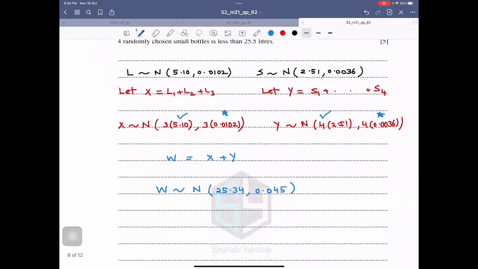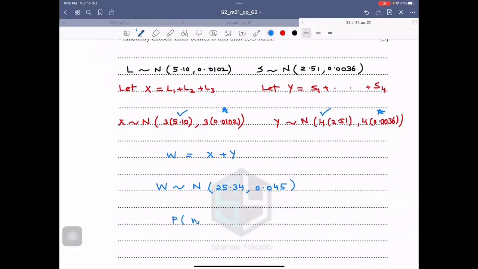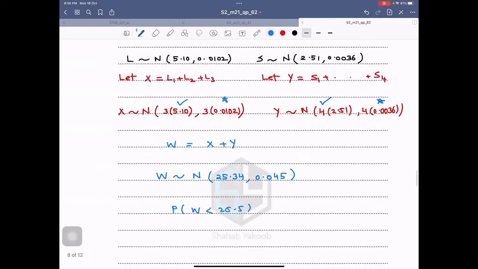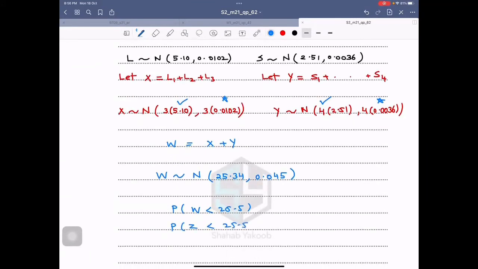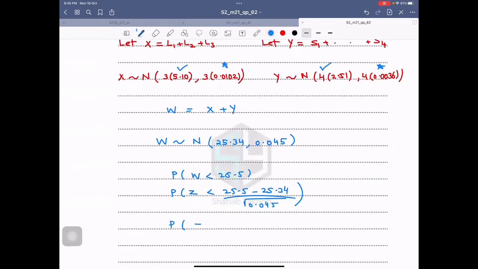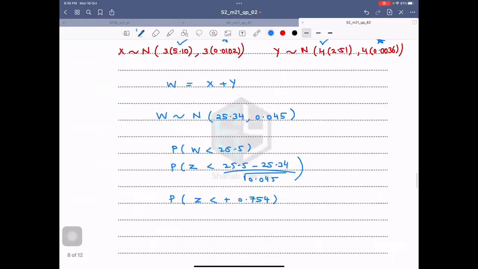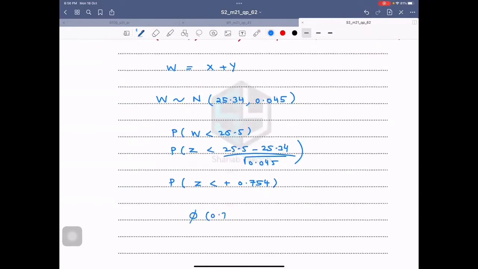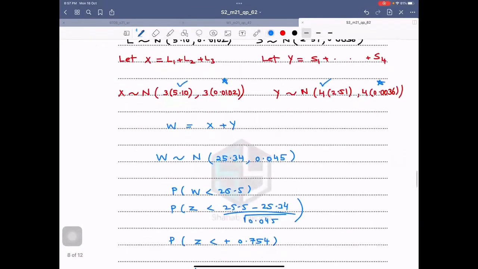It is less than 25.5. Probability W is less than 25.5. Probability Z is less than 25.5 minus 25.34 divided by square root of 0.045. And this comes out to be probability Z is less than positive 0.754, which is simply direct reading from the table. And this comes out to be 0.775 or 77.5%. That is the answer given correct to 3 significant figures. So that's how the calculation for the first part is done.